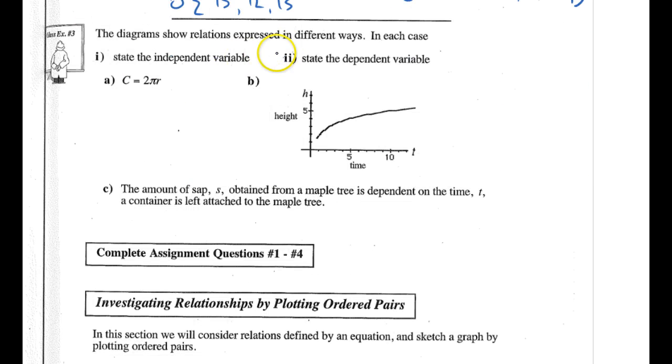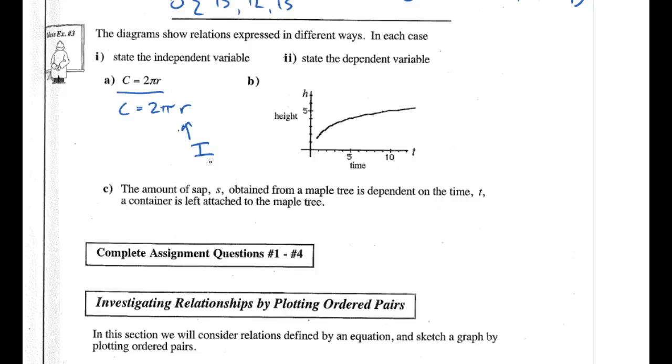The diagram shows relations expressed in a different way. In each case, state the independent variable. Well, we all know this one. This is the circumference equals 2 times pi times the radius. Well, the radius in this case is the independent variable because the circumference in this case depends upon the radius.